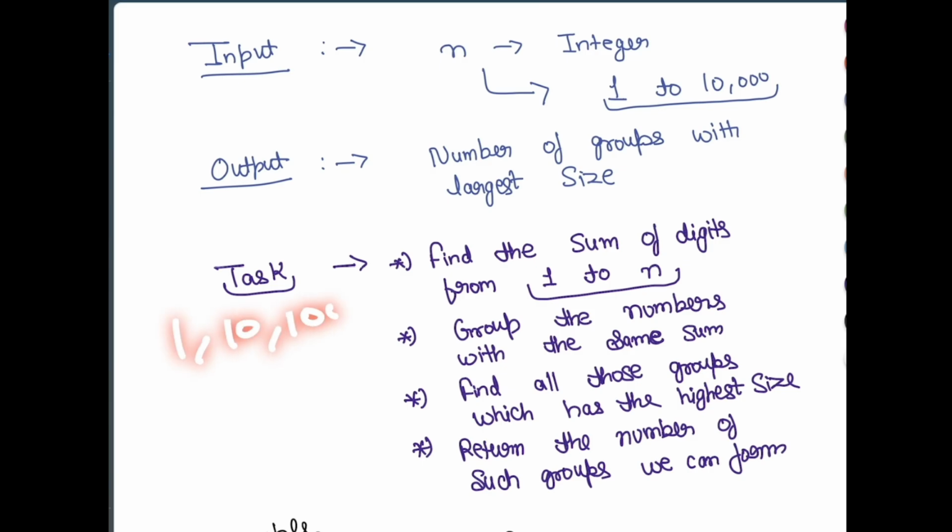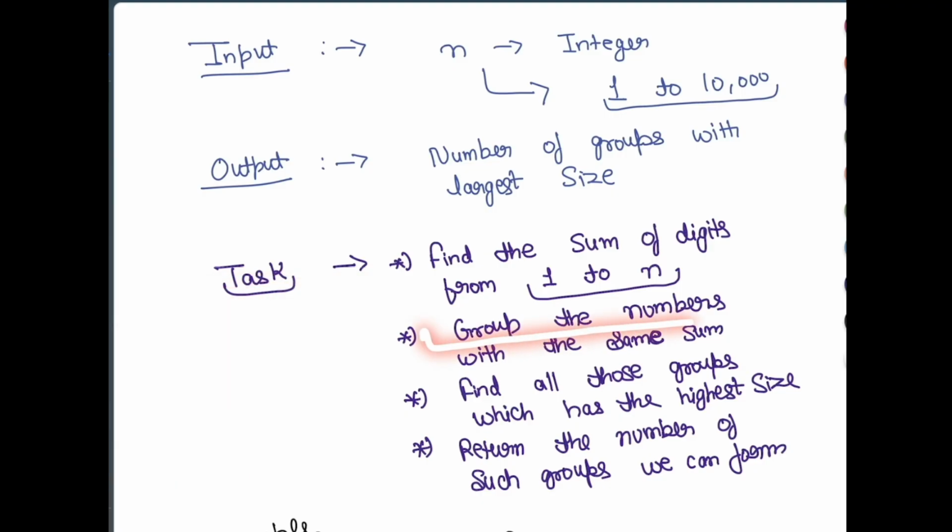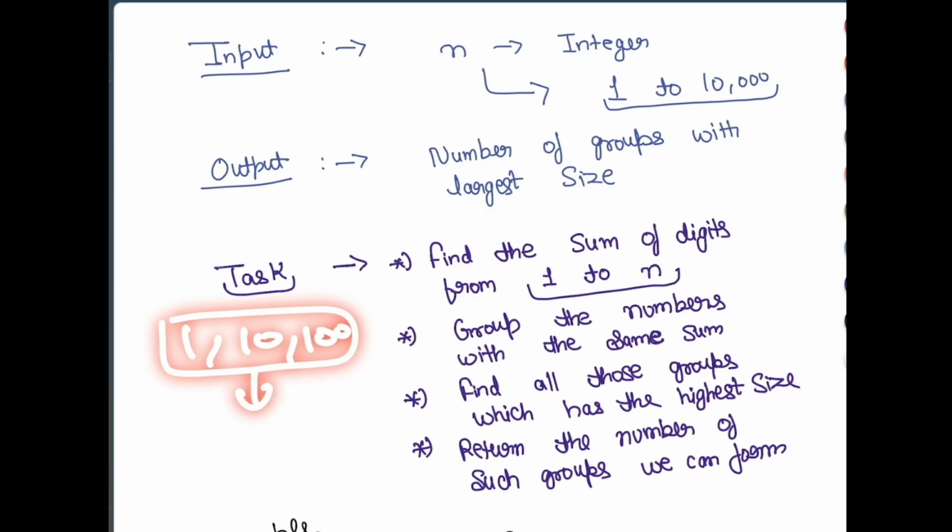1, 10, 100, all these will belong to the same group because they have the sum of the digits as 1, 1 and 1. So we need to create the groups of the numbers which have the same digit sum. Now, next you need to find all those groups which have the highest size. This size means the number of elements. So if you form a group of 1, 10, 100, the size here is 3.